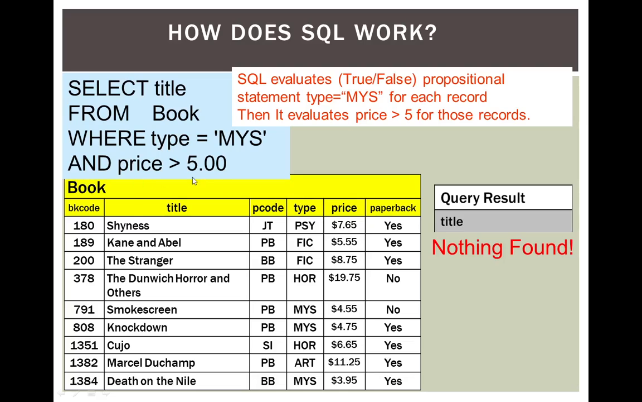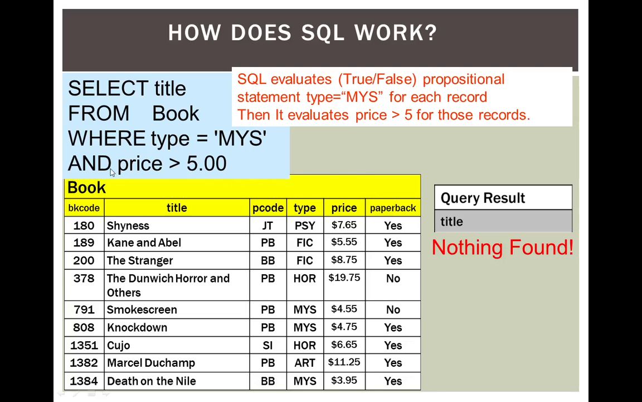All right, so here's an example where we added two conditionals where the type equals "mystery", and again that's in quotes, and price greater than $5. And so if we look here, those three books that were mysteries, one is $4.55, one $4.75, the other $3.95. All right, and so it would return nothing, because it didn't meet both of those.